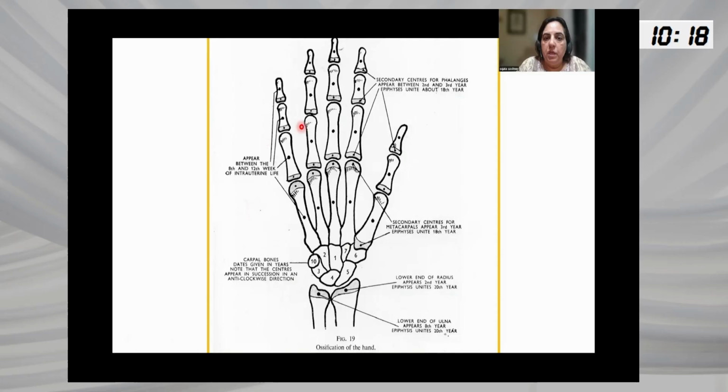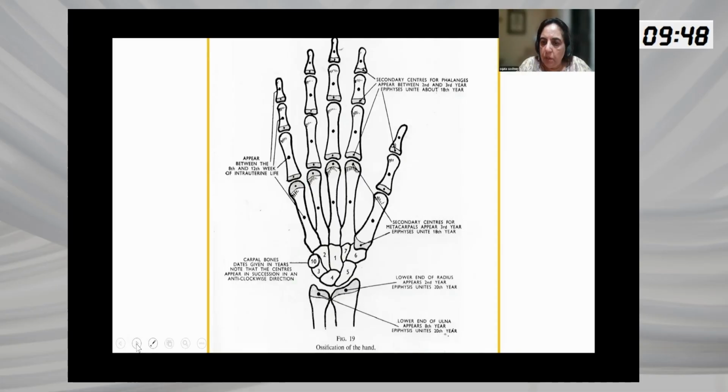Similarly, when we are doing an ultrasound of the hand, for example, we should be aware of the various secondary ossification centers of the metacarpus, of the phalanges, and of course of the carpal bones and the distal end of the radius and the ulna. Again, keep in mind that when we are placing a probe on these bones, if the bone is cartilaginous, means its ossification center has not yet appeared, it would again appear black.